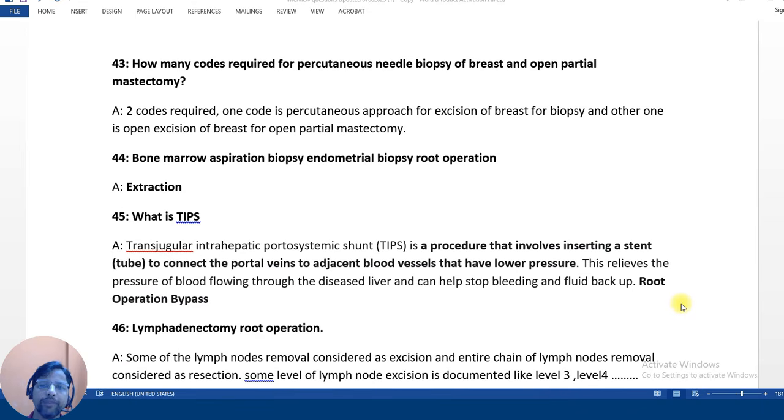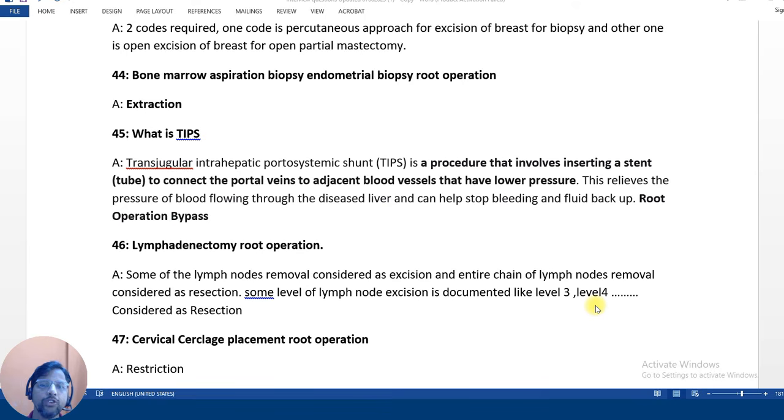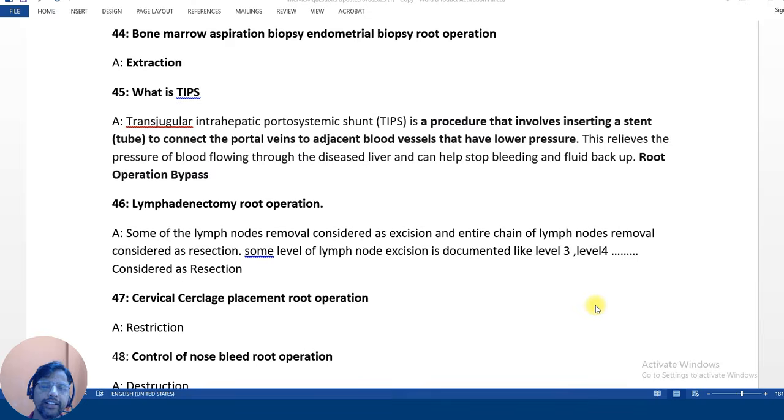How many codes are required for percutaneous needle biopsy of breast and open partial mastectomy? Here you need to use two codes. One code is for percutaneous approach for excision of breast for biopsy, and the other one is for open excision of breast for open partial mastectomy. So what is the root operation for bone marrow aspiration biopsy and endometrial biopsy? As we have discussed, the root operation for bone marrow aspiration biopsy and aspiration endometrial biopsy is extraction.